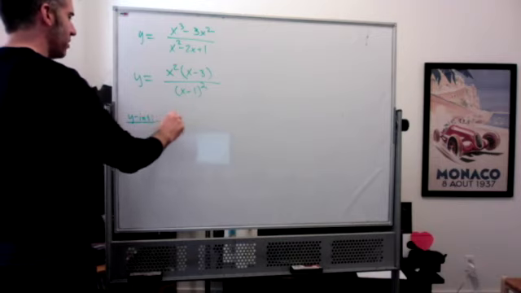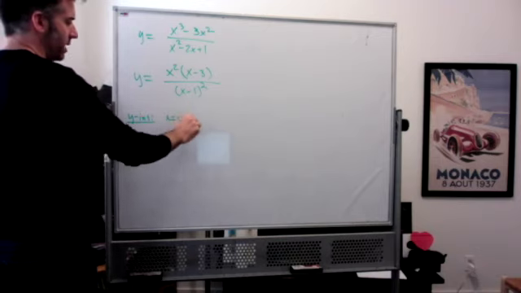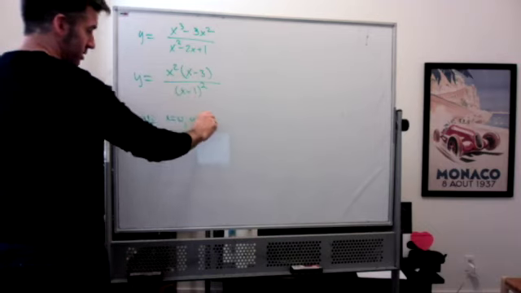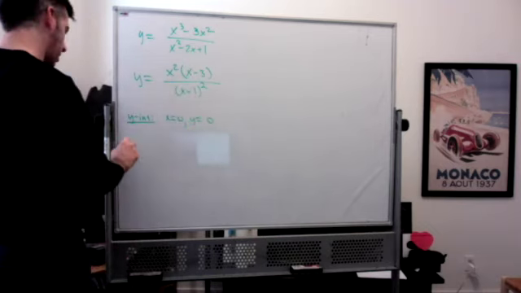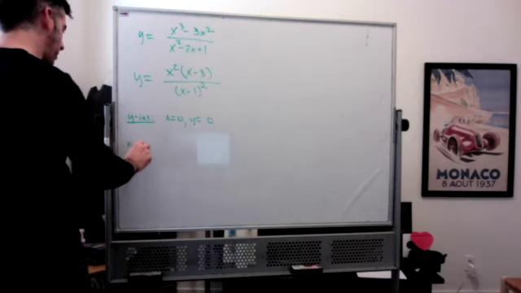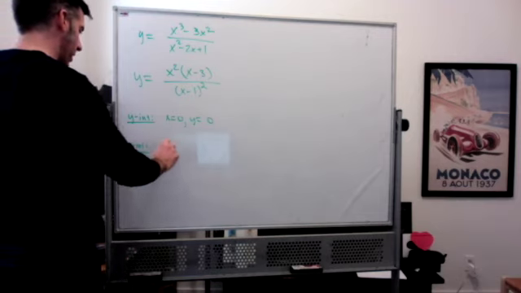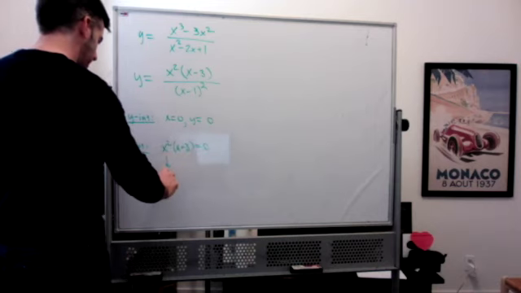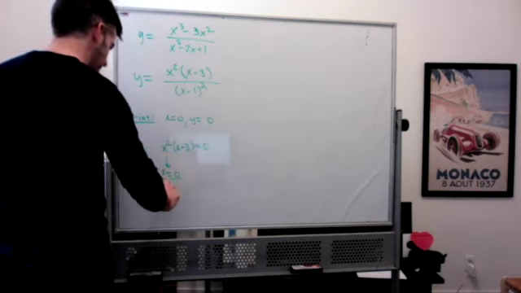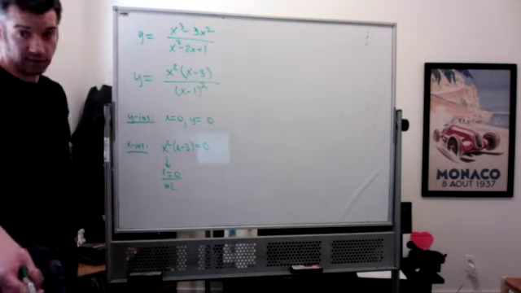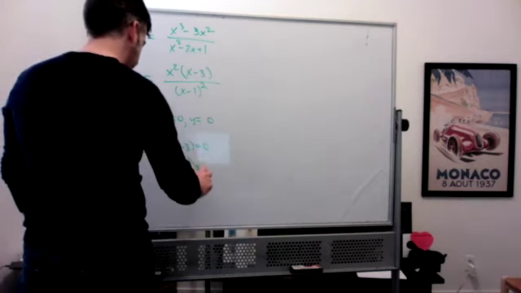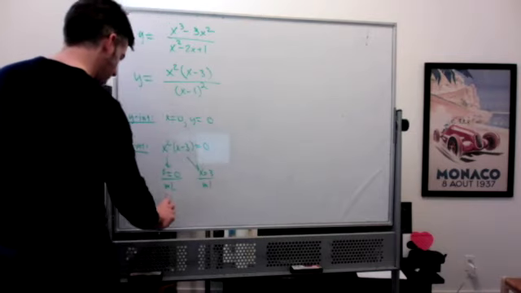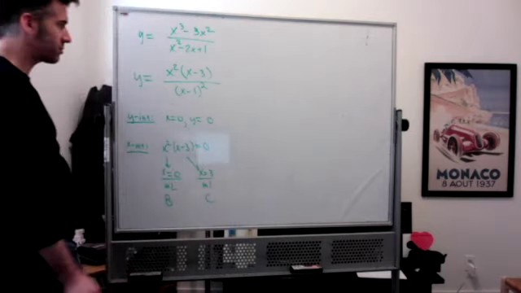If x is 0, y is going to be 0 times -3 divided by 1, so 0. X-intercepts at the top equal to 0. X squared times x minus 3 equals 0. You get x equal to 0 with a multiplicity of 2. It's going to bounce at 0. And you get x equal to 3 with a multiplicity of 1. So it's going to bounce here. It's going to cross here.